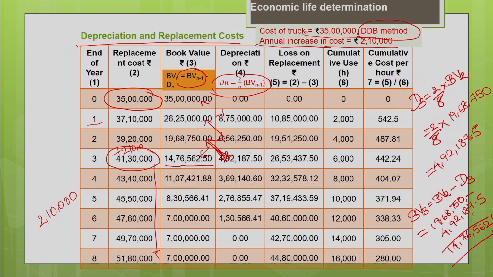Now, let us see what is the loss associated with the replacement. As I told you, due to inflation, there is an increase in cost every year. At the end of first year, I told you there is an increase in cost of 2,10,000. Now, your new cost is 37,10,000. There is an increase in cost, there is a loss actually. Similarly, there is a decrease in value of your machine due to depreciation with time. So, at the end of first year, the book value is 26,25,000. That means, from 35 lakh, it has gone down to 26,25,000. Similarly, the initial price has increased from 35 lakh to 37,10,000. If you subtract both these two, you can find the loss on replacement.